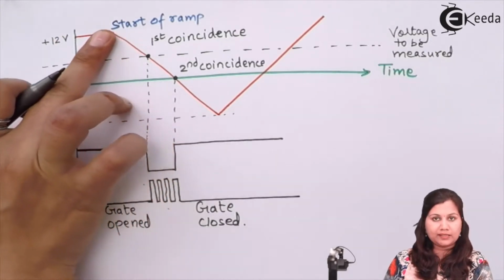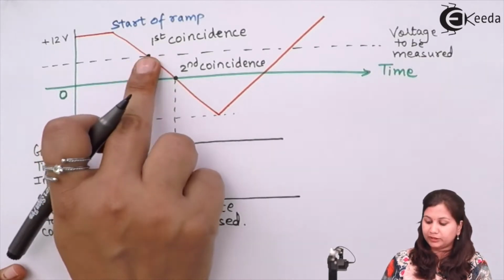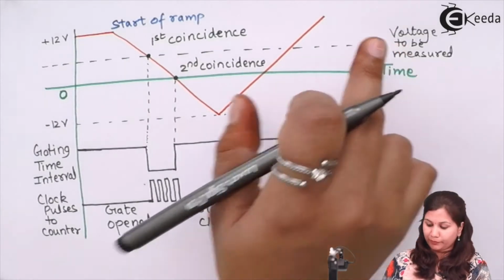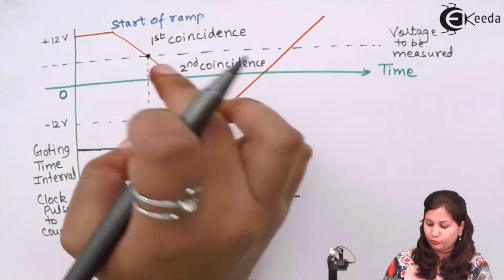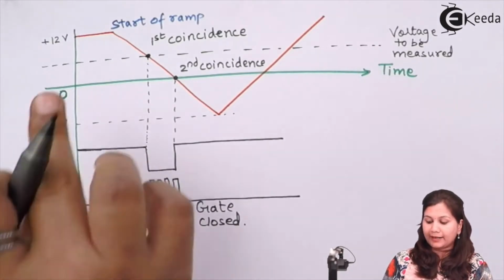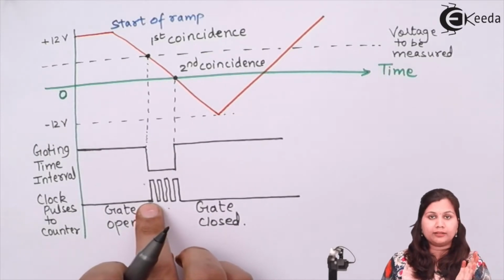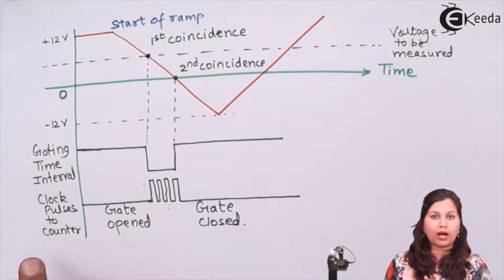Now this ramp has started decreasing. So this is the first coincidence point where the linear ramp voltage is equal to the voltage which we want to measure. So at this first coincidence, when the linear ramp voltage is equal to the unknown voltage, we are using a gate, and this gate is going to open at this first coincidence point. Now when this gate is open, the clock pulses from the clock oscillator are allowed to pass through the counter. Counter is going to count the number of pulses which are passing through it.